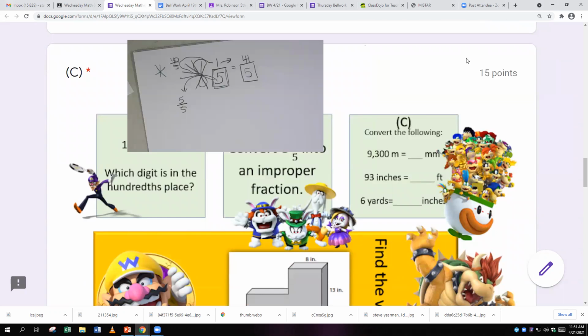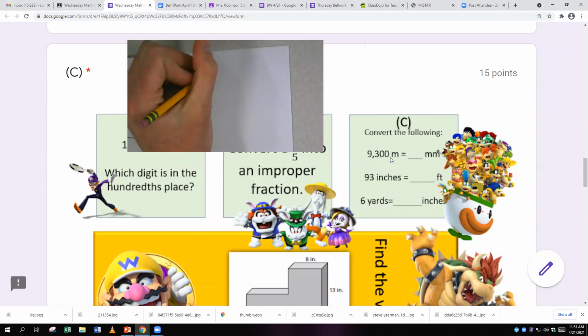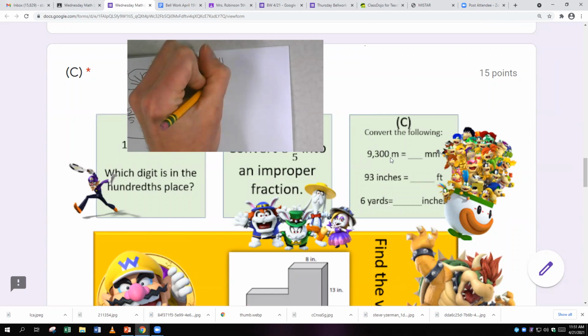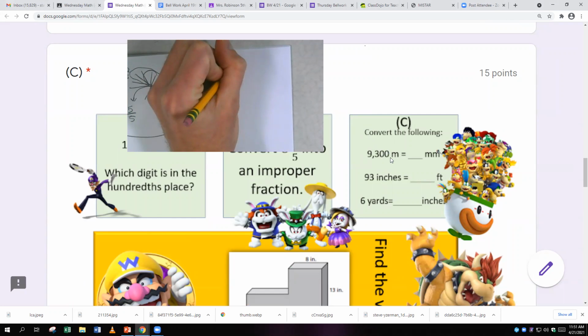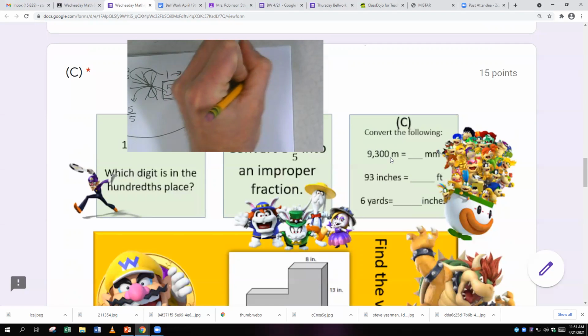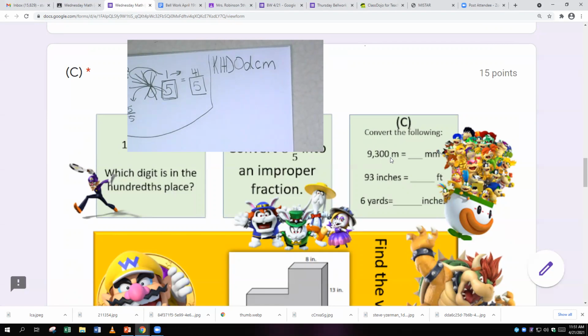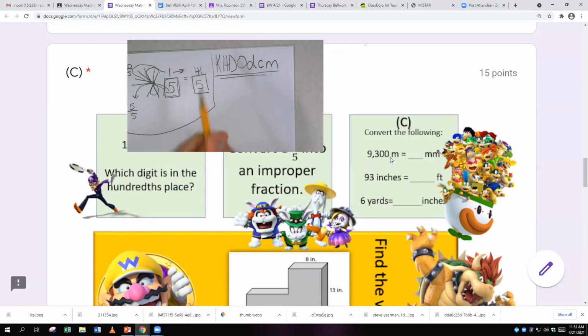Oh, now everybody's favorite, conversion. The first one's easy, right? The first conversion is easy. Why is it easy? Because we go KHD blank DCM. The first question is, did you remember this? And if that answer is no, well, then you got to spend some time remembering King Henry died by drinking chocolate milk and then write it down. This is the hardest part, is just remembering this.